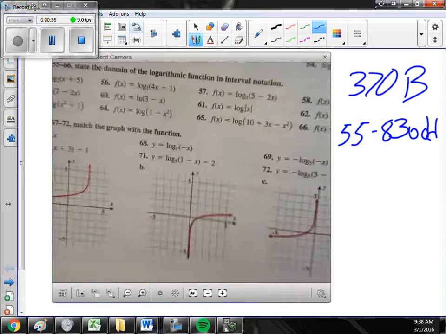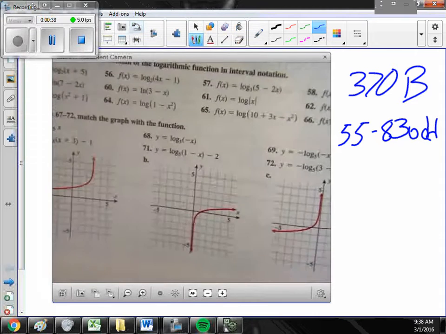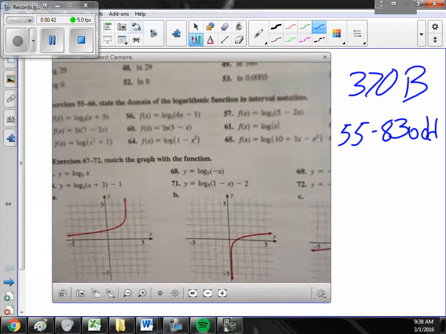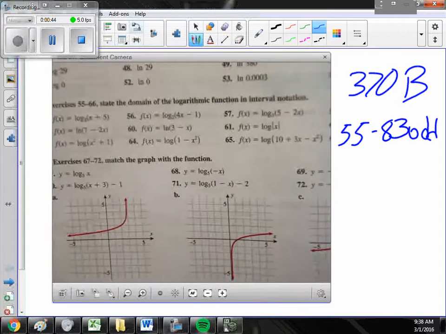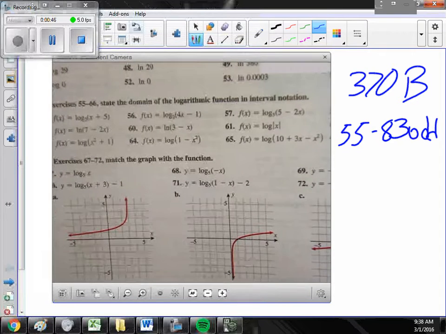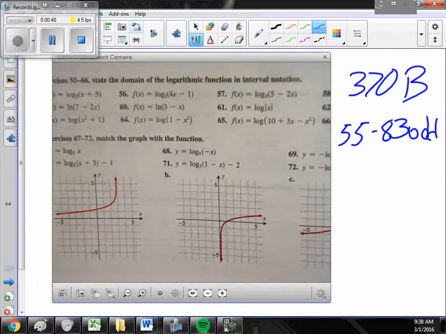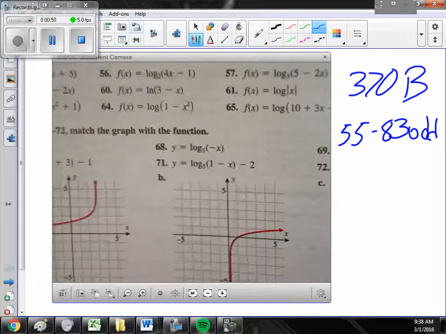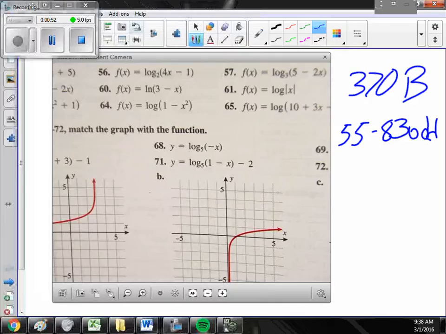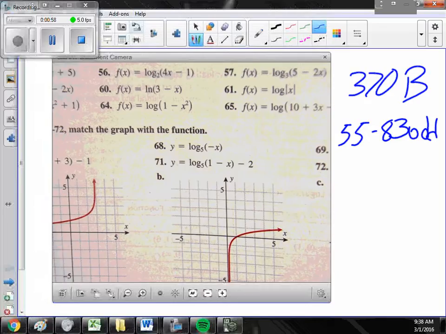So take a look at, we'll do 56 first. It says, state the domain of the logarithm function in interval notation. So we're going to start off with log base 2 of 4x minus 1. What numbers are we not allowed to plug in?